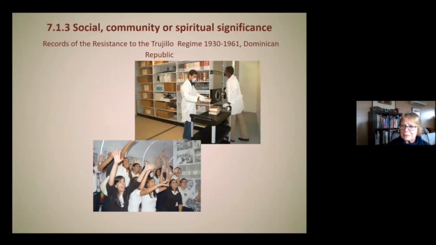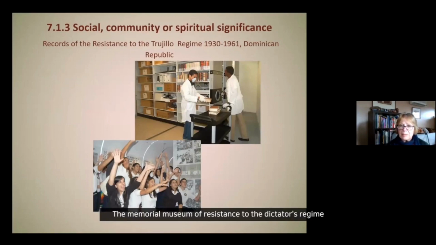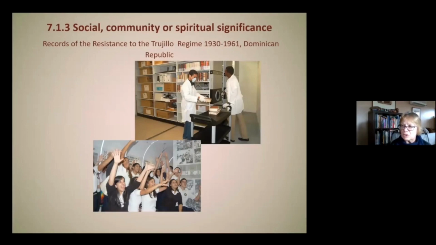Again, another series of records that relate to people being oppressed and being liberated. And this is in a place called the Dominican Republic in Santo Domingo, the capital city. It's the Museum of the Resistance, Memorial Museum of the Resistance to the Trujillo regime. It was a dictatorship that lasted 30 years. Trujillo was an oppressive ruler. Many people were killed, tortured, executed. There was massive resistance, and finally Trujillo was overthrown.